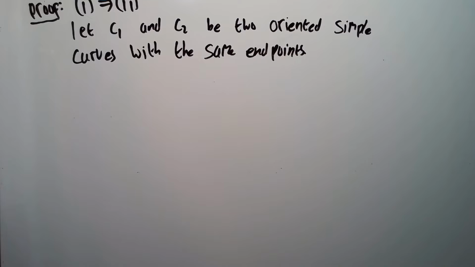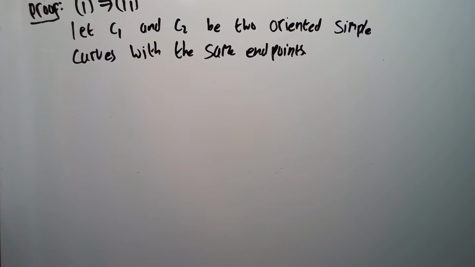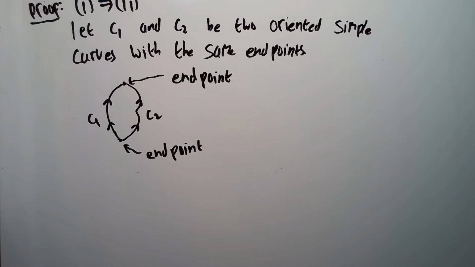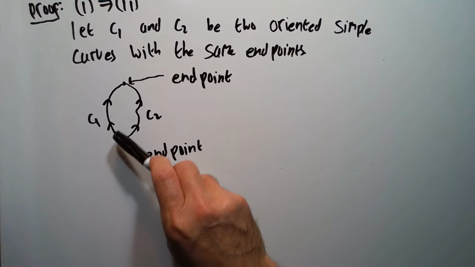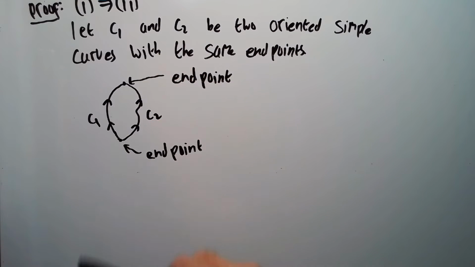Okay, so let's prove that 1 implies 2. Let's take two oriented simple curves with the same endpoints. Let me draw a picture of what these would look like. So here's the picture. They're starting here, going up to here, both of them, starting at this endpoint and going up to this one. I want to change this into an oriented simple closed curve, so let me draw another picture beside it.